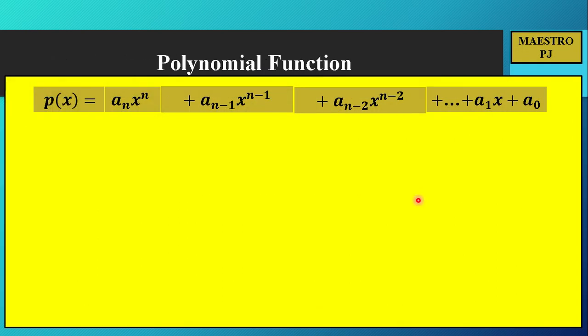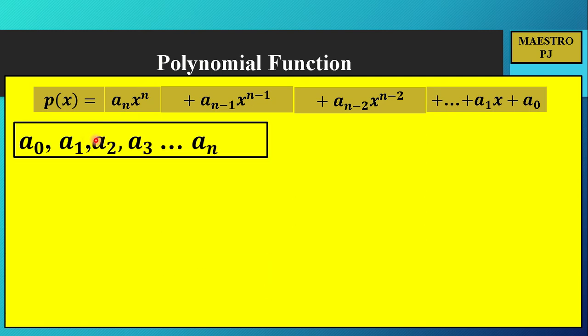Okay, so here we are in the polynomial function. Let's review this polynomial function first before we proceed to our actual topic. Okay, so we said earlier, p of x is equal to a sub n x raised to n plus a sub n minus 1 x raised to n minus 1 plus a sub n minus 2 x raised to n minus 2 plus a sub 1 x plus a sub 0.